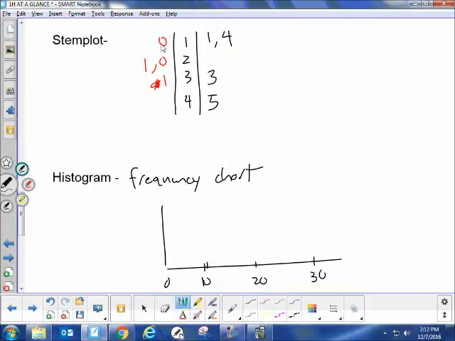So we have 10, 11, and 14. That is 3 between 10 and 20. That's starting at 10 going to 20. So I'll have 3. Then we have 20 and 21. We had 2 between 20 and 30. So that there. Then 31, 33, we'd have 2 between 30 and 40. And then 1 between 40 and 50.